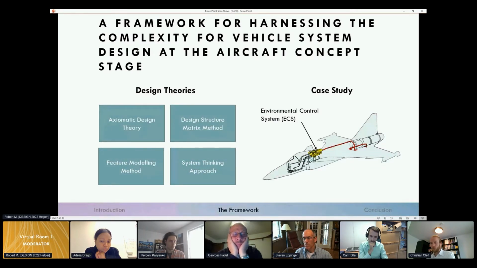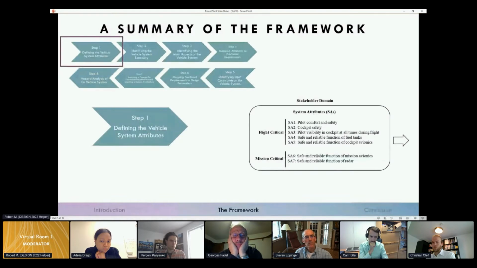The first step in the framework is to define system attributes in the stakeholder domain. The system attributes for an ECS of a manned fighter aircraft are distinguished between those that are flight critical from those that are mission critical.